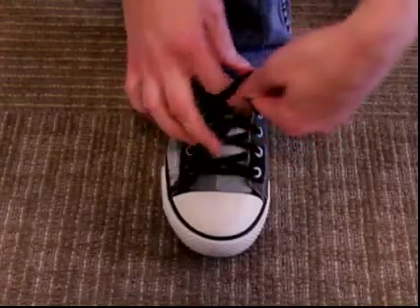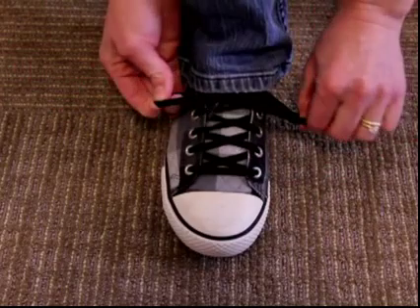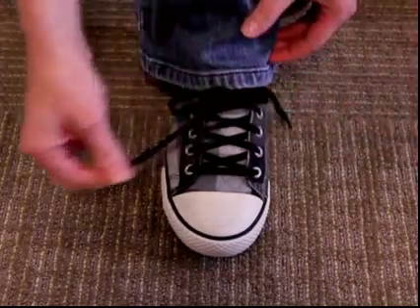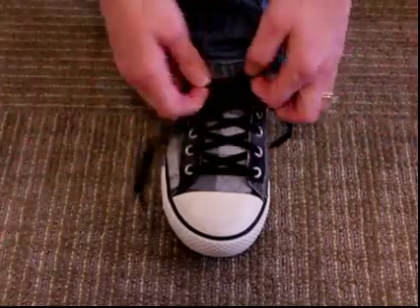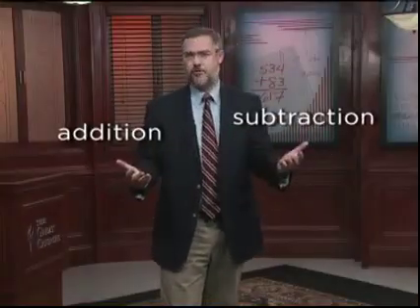It's sort of like this. Think about tying your shoe as doing an addition problem. If you wanted to undo that, you would untie the same shoe, and when you do that, you've done subtraction. So addition and subtraction are sort of opposites of one another.